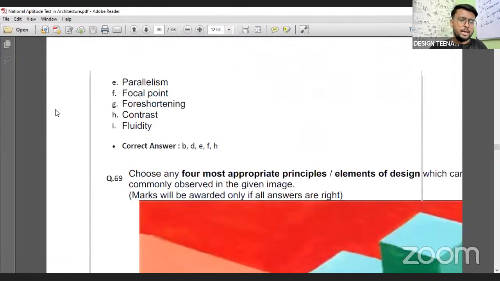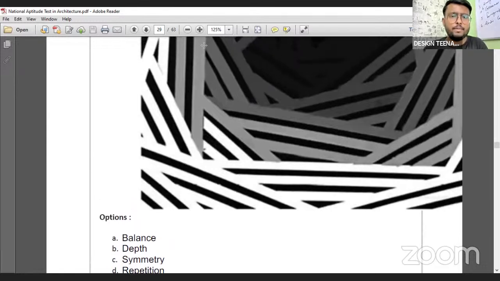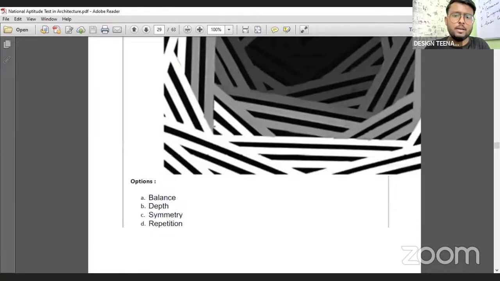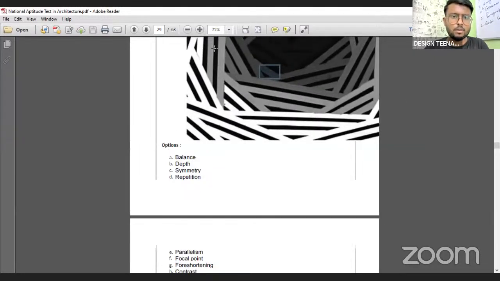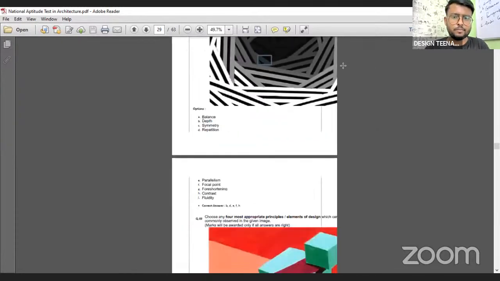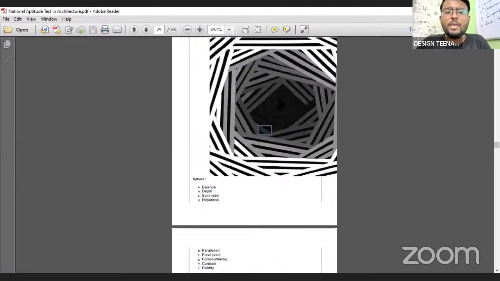So okay, how many options have they given? C, D, E, 5 options, and after that 1, 2, 3, 4, 9 options they have given. So what do you see in this? Okay, I will reduce the size. Don't look at the answer figure. Without looking at the answer figure, tell me, what do you see in this? First of all, quickly. Depth. There is depth. Okay. What are the options we have over here? Balance, depth, symmetry, repetition, parallelism, focal point, something as foreshortening, contrast, fluidity.